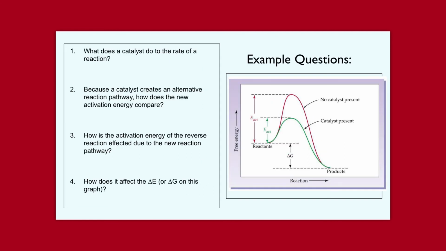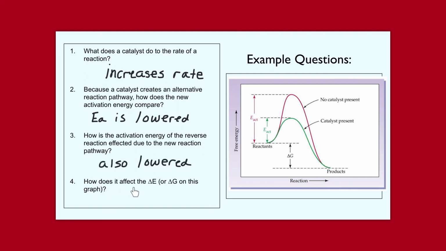In this next example, we have a catalyst. Here it is. First question, what does a catalyst do to the rate of a reaction? It increases it. Number two, because a catalyst creates an alternative reaction pathway, how does the new activation energy compare? Here we can see that the activation energy is lowered when we add a catalyst as compared to the original. How is the activation energy of the reverse reaction affected due to the new reaction pathway? You can see the reverse reaction, the activation energy is also lowered.